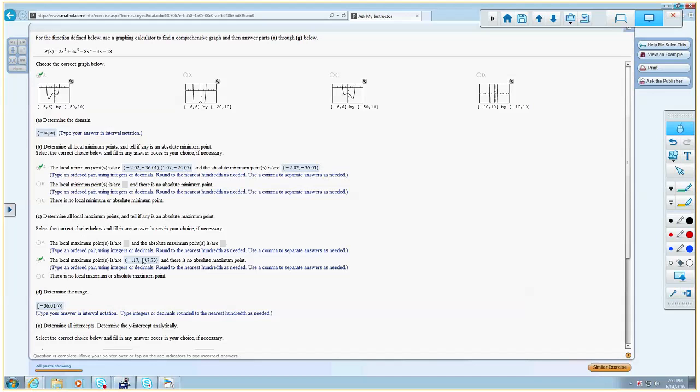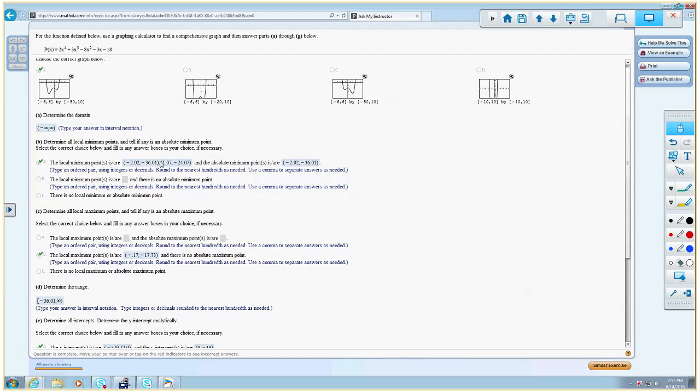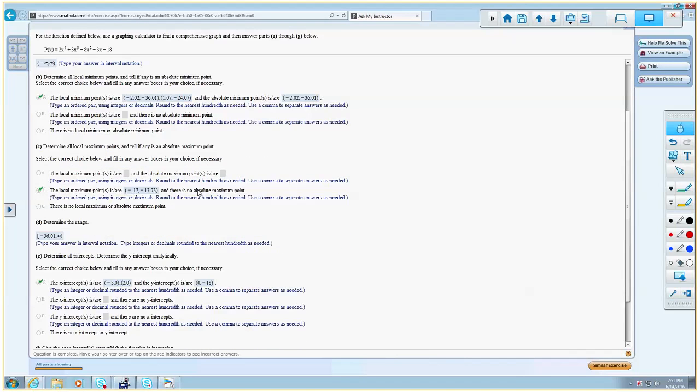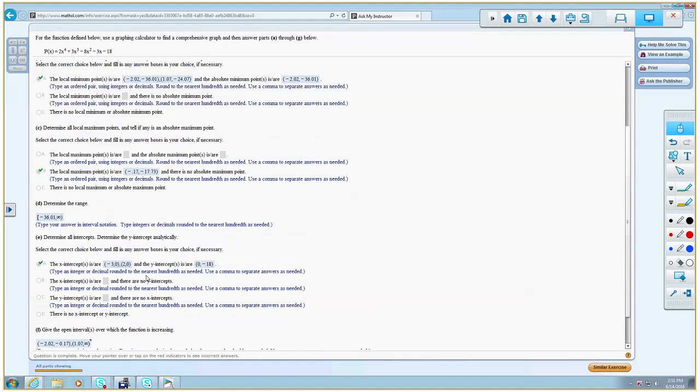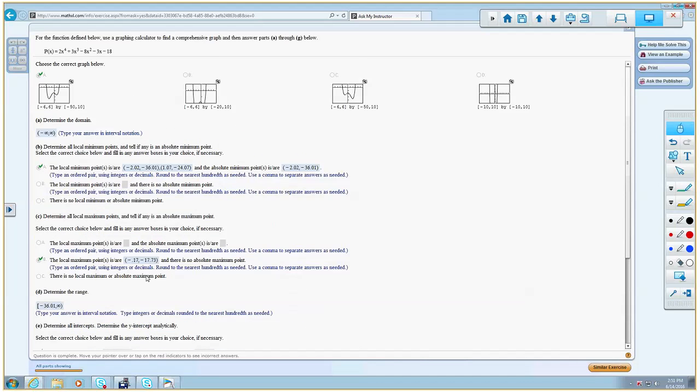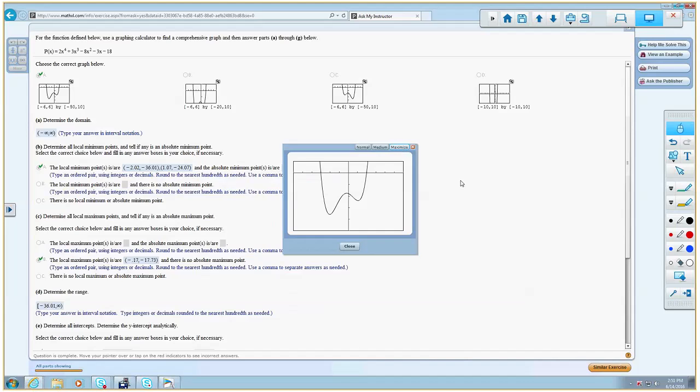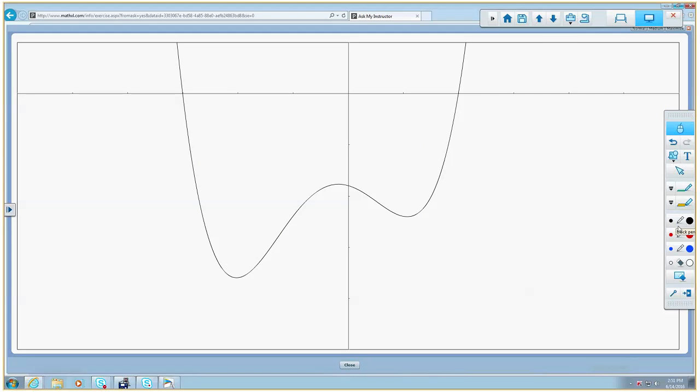Did this right, did this right, did this right. Let's look and see what we missed on this one. Give the open interval in which the function is increasing. Give the interval when the function is decreasing. All right, the best thing to do when you do a problem like this is, I'm going to blow this up so I can write on it, maximize. There we go.